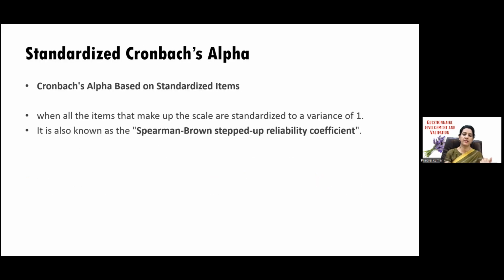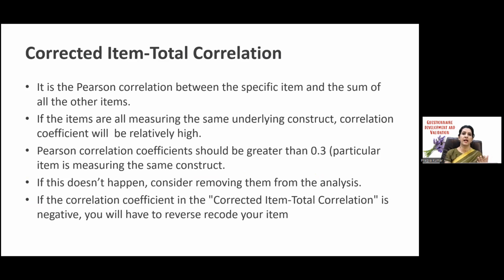So now there is something known as the standardized Cronbach alpha. This we don't get in JAMOVI. That's why I'm leaving it. There is a term which is known as the corrected item total correlation. This we'll see as an output in JAMOVI.